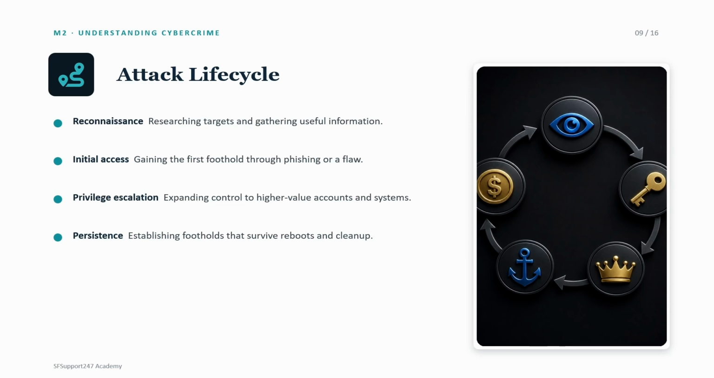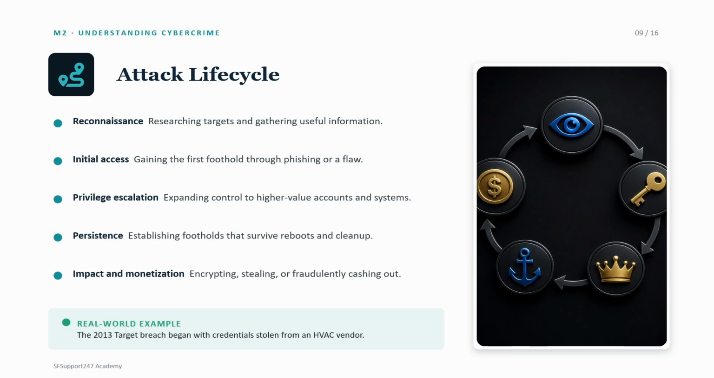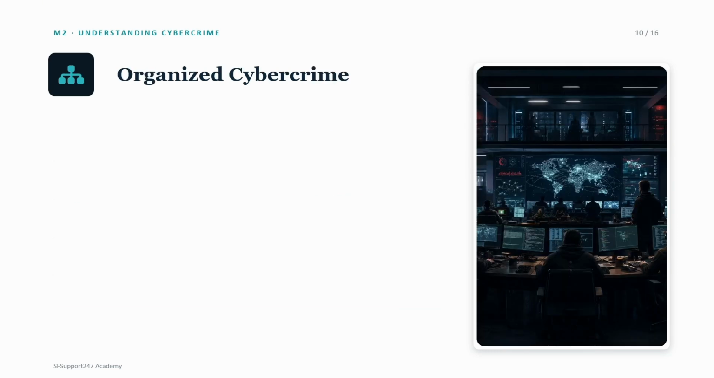Persistence, establishing a foothold that survives reboots or cleanup. Impact and monetization, encryption, stealing, and fraudulent cash outs are part of this life cycle. In 2013, the Target breach began with a credential stolen from an HVAC vendor. Can you imagine that? Target got breached because one of the vendors had a credential compromised, and that was the reason the offenders were able to penetrate into Target's digital ecosystem.